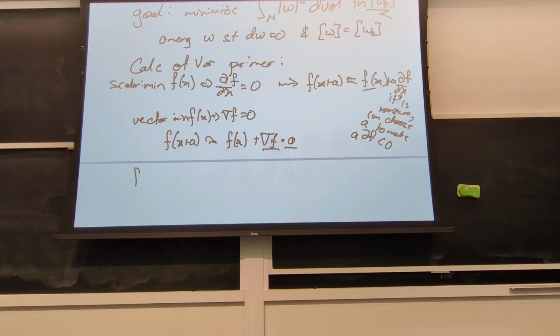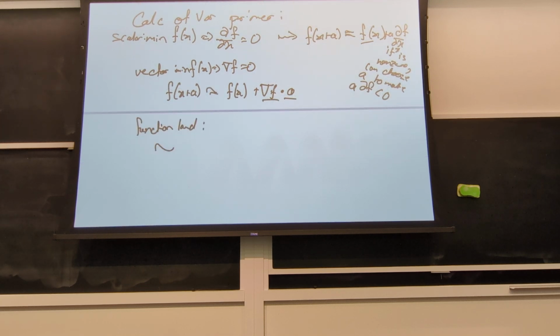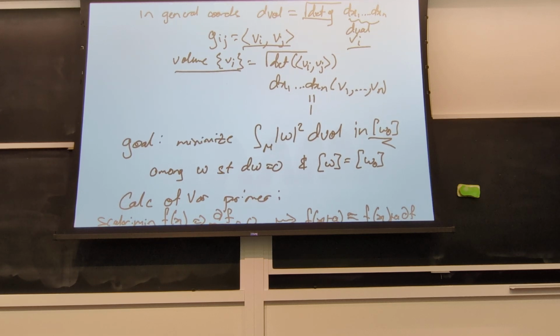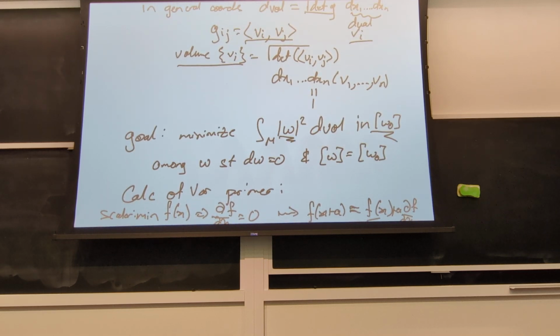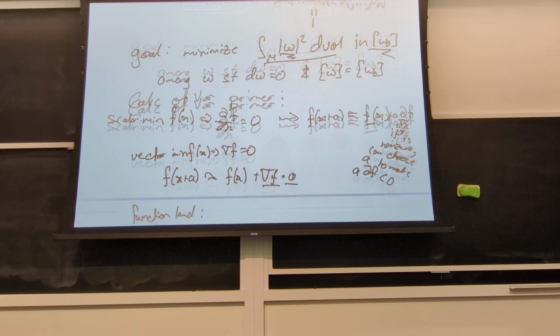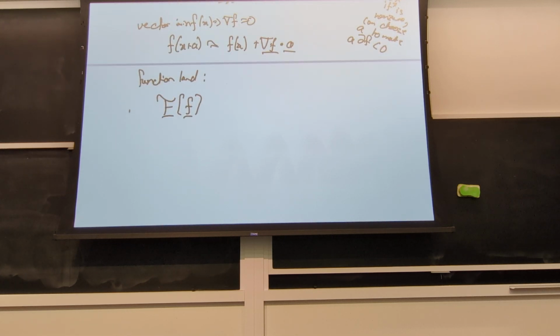So now we're going to talk about function land. Let's say that we have some function like this, F of f. So this says that you plug in some function f and it gives you a number. And so this is what we have over here: we have some function f, and then we're getting a number which is the integral of it. And so we want to minimize this over all choices of f.